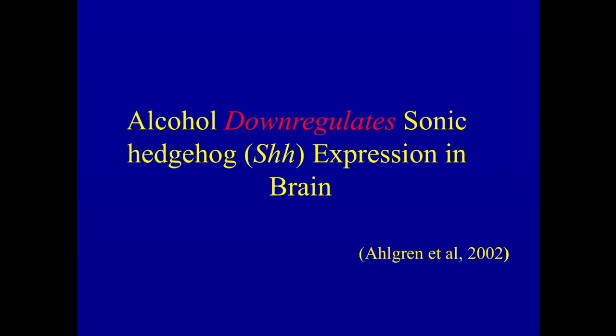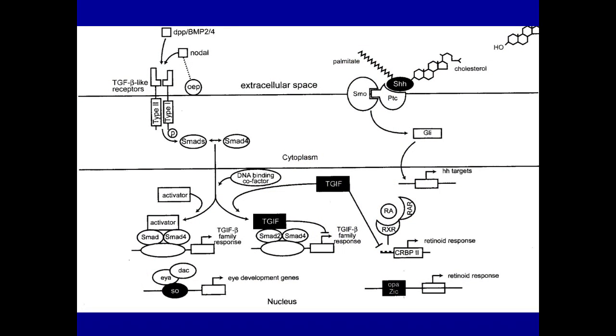So as it relates to sonic hedgehog expression, it's important to understand that sonic hedgehog is a protein that is synthesized in one cell that then sits on the membrane of a neighboring cell and then orchestrates intracellular signaling such that signaling pathways are affected and then morphogenesis occurs. And it's described here in this cartoon.